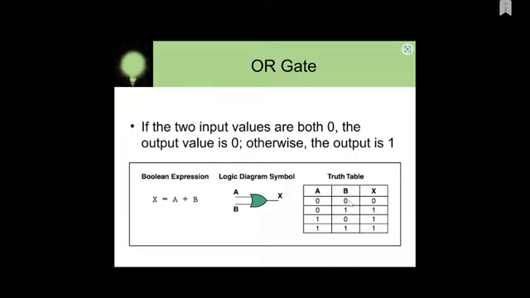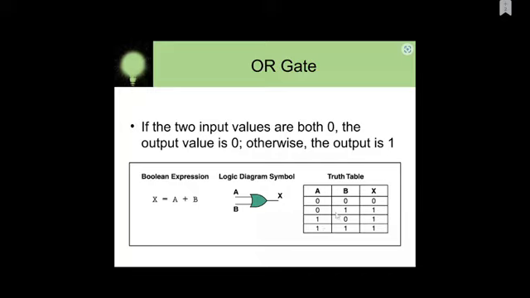We can design the truth table. If A equal to 0, B equal to 0, 0 plus 0, output is 0. If A equal to 0, B equal to 1, output is 0 plus 1, 1. If A equal to 1, B equal to 0, output is 1 plus 0 equal to 1. If A equal to 1, B equal to 1, 1 plus 1, X equal to 1. If both inputs are 0, output is 0. If any one or both of the inputs are high, then output is 1.